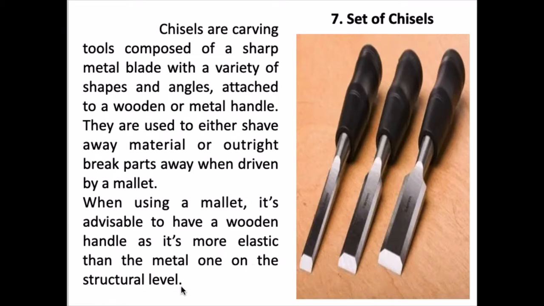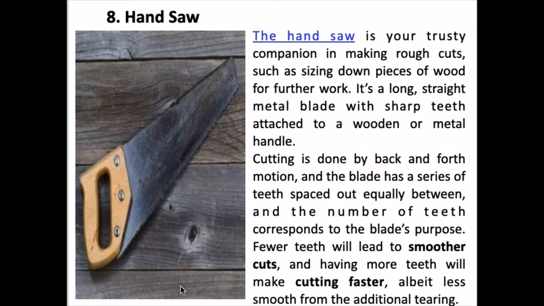And on the structural level. So another is this hand cut saw, or you can say the hand saw. This is also a very important tool in carpentry, where the handsaw is your trusty companion in making rough cuts, such as sizing down pieces of wood for further work, right? It's a long, straight metal blade with sharpened teeth attached to a wooden, metal, or plastic handle. And the cutting is done by a back and forth motion.